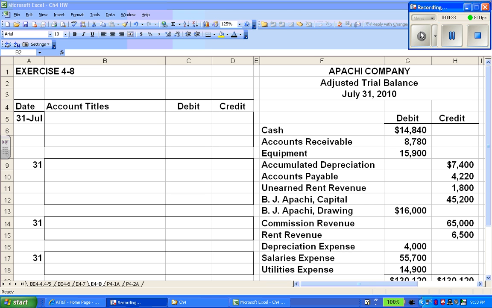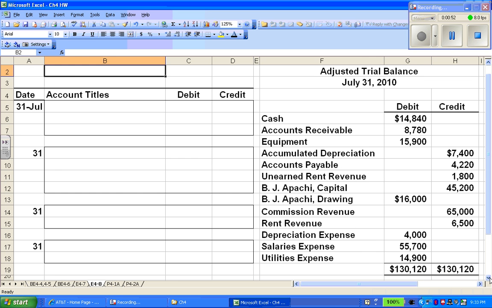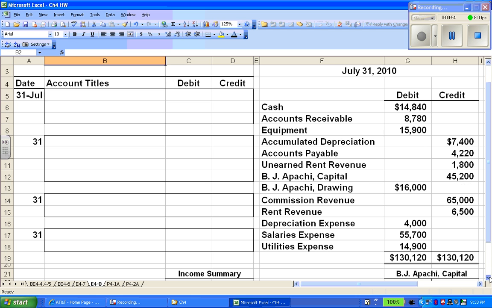My first entry is to close out the revenue accounts. And again, what they mean by close out is make that account zero by looking at what the balance in those accounts currently are. So here I have commission. Here's my adjusted trial balance, and I put this information in straight out of the textbook. It's the adjusted trial balance as of July 31st, so they must have a fiscal year end on July 31st.